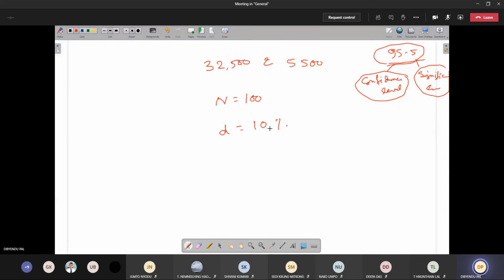Then 95-5 precision level. It means what? It means the alpha value is given how much? Straightforward, I can write 5%, or I can write it this way also, 100 minus 95%. Okay, its meaning is the same. Then what is given? Mean and standard deviations are given.